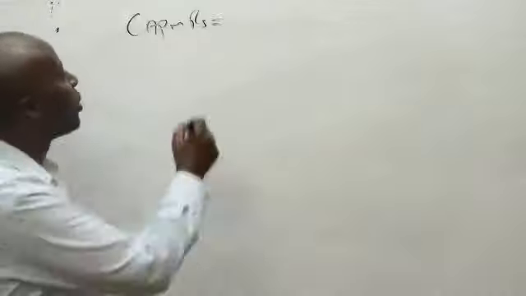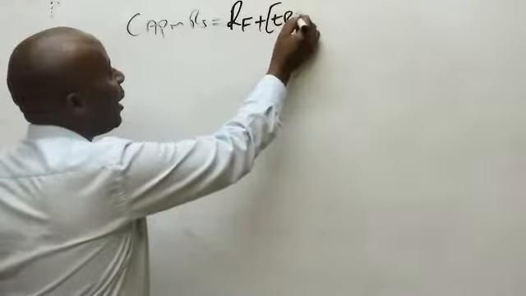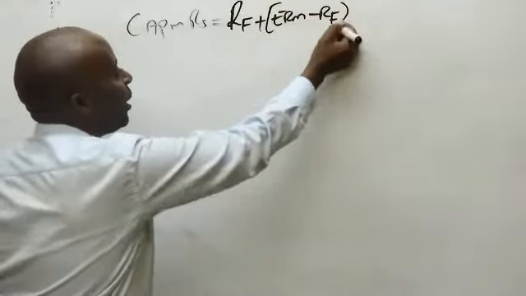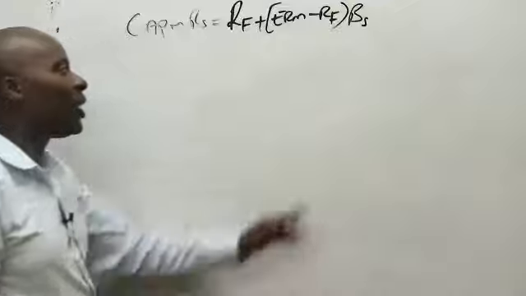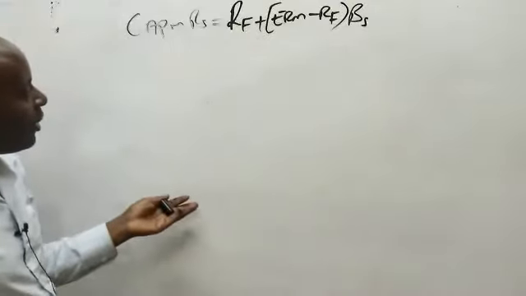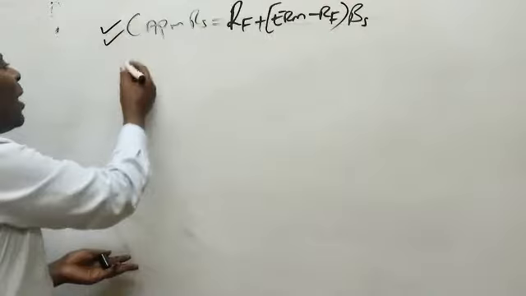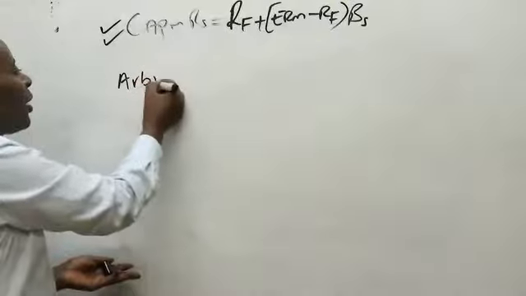Thank you very much. So we have CAPM returns being equal to risk-free plus ERM minus risk-free multiplied by beta of the security. I've seen some students bringing the beta here. That is still good enough. Thank you very much. Now, ladies and gentlemen, how about arbitrage?